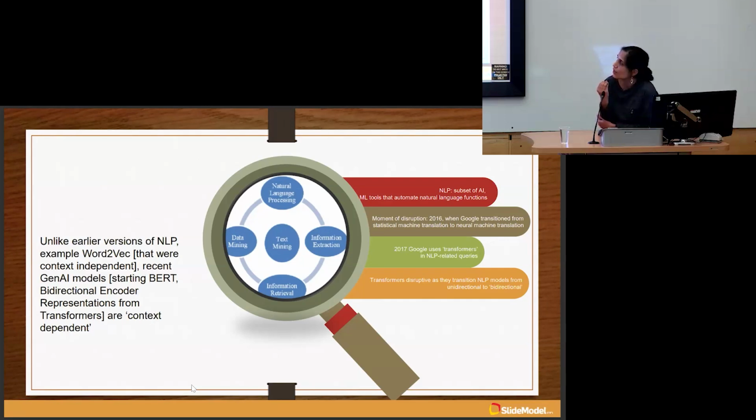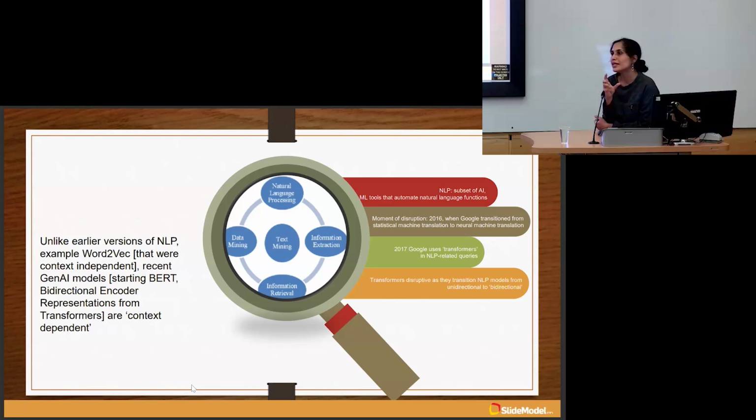The point of disruption comes, which I'll also explain with certain examples, around 2016 and 17, when Google first started using transformers in NLP-related queries. So what is meant by that? A simulation thereof is a little bit... before, machine learning was a bit mathematical, probability and statistics driven.